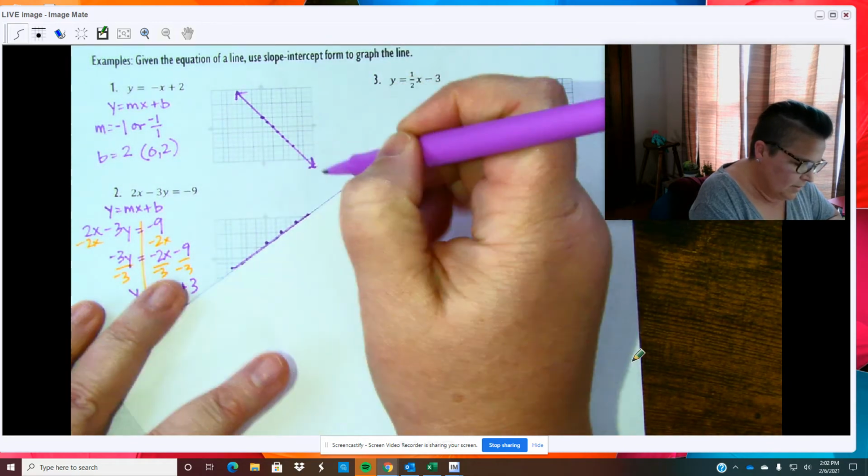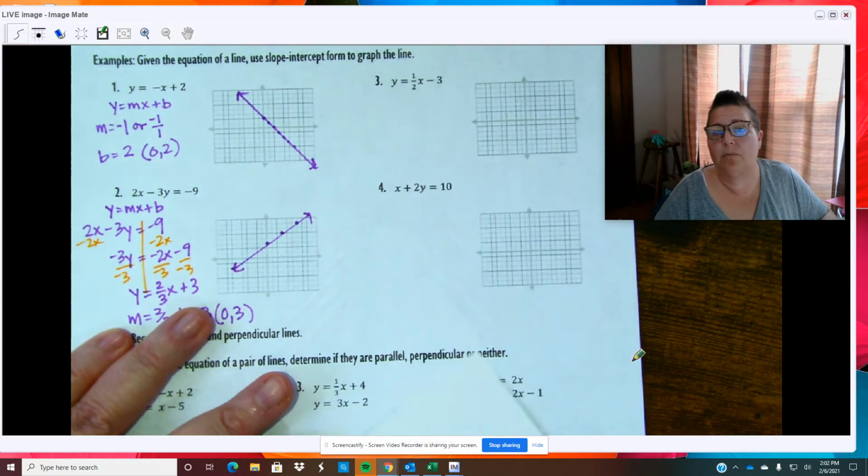Good deal. Once again, in WebAssign, I believe you only need to do a second point and not a whole bunch.